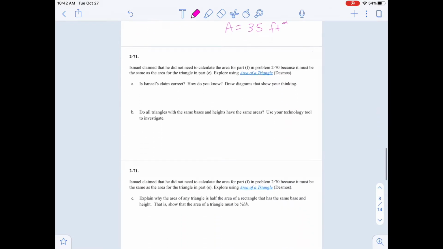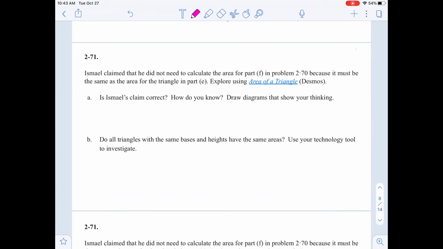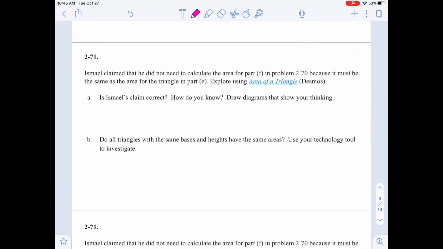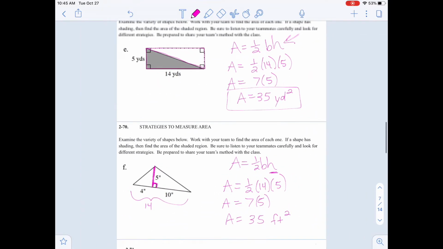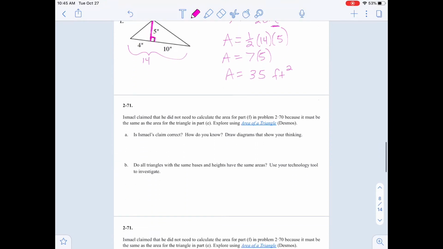All right, so let's take a look at number 271. Ismail claimed that he did not need to calculate the area for part F in problem 270 because it must be the same area as the area for the triangle in part E. Explore using the area of a triangle. What Ismail is talking about is what I just discussed: the height and the base are the same, so they're going to yield the same value when you calculate those same numbers.